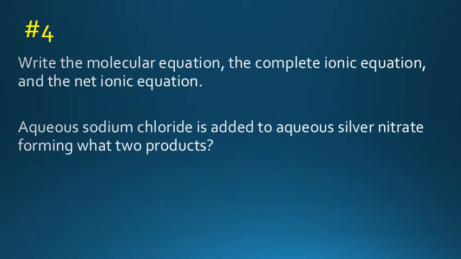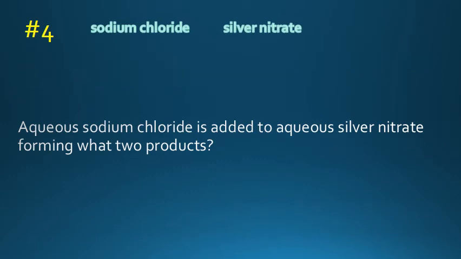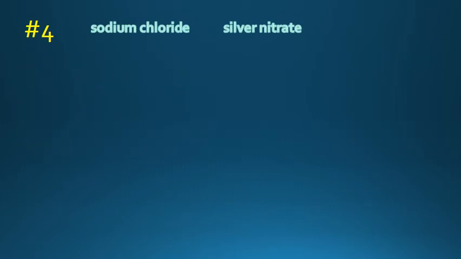So for this one, we need to write all 3 types of equations. And really, the only 2 pieces of information I need are those 2 pieces of information. So we're going to start this by writing the formula for sodium chloride. Well, we know sodium is a +1 and chloride is a -1, so we end up with sodium chloride plus silver nitrate. Silver is a +1, nitrate is a -1.